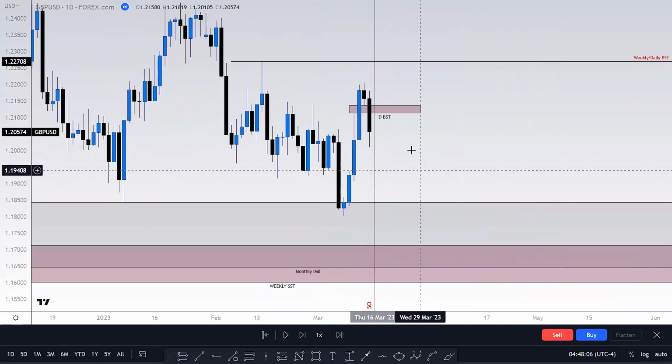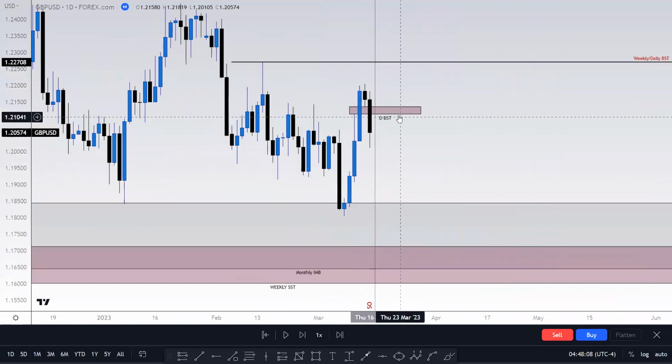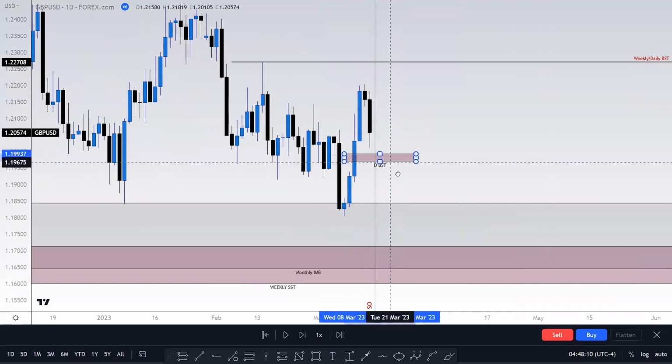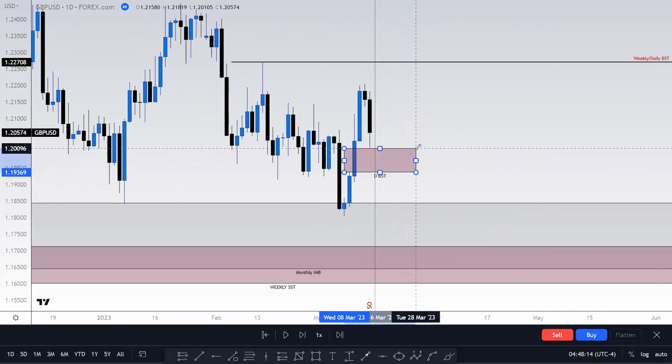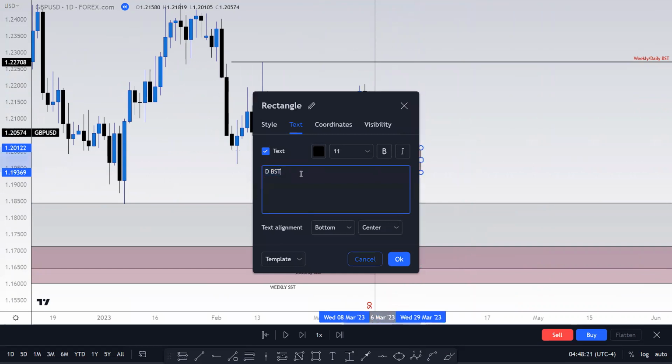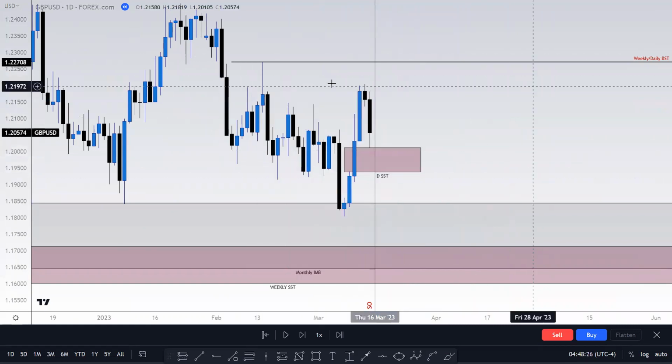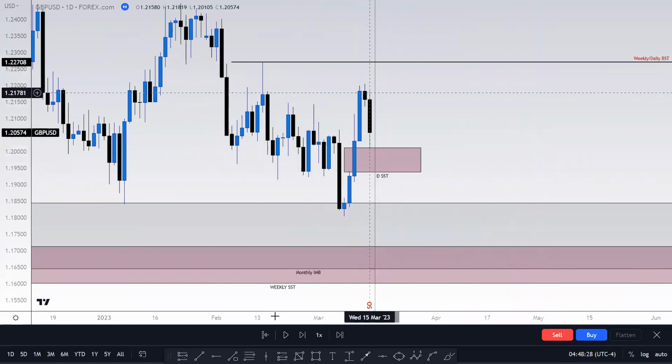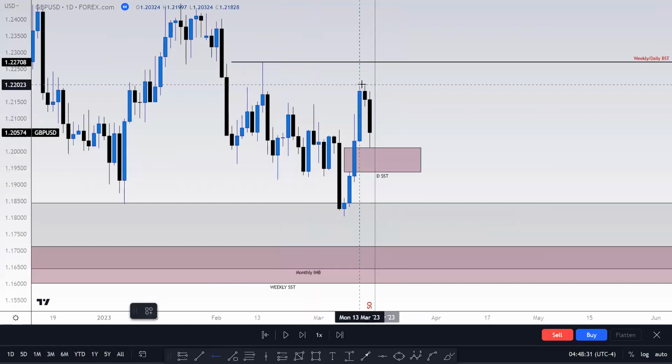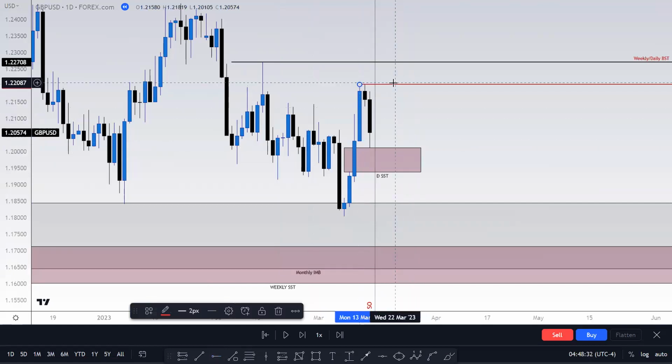So if we take a look now, Thursday, just going to identify the levels. Right, so we have here our sell side target. So a daily sell side target. And then we obviously have our buy side target, which is up here, sorry. Just going to label this.